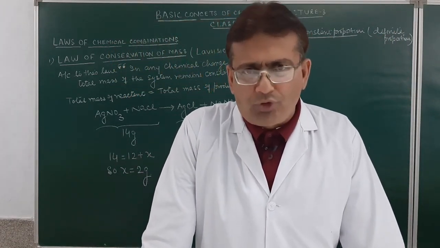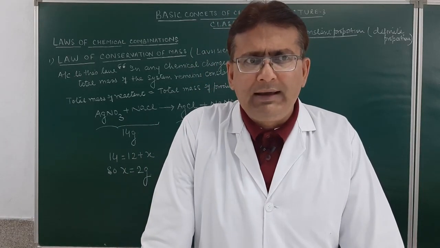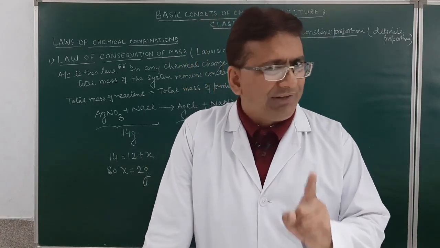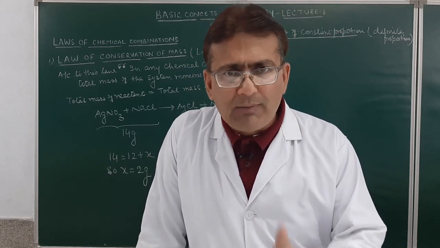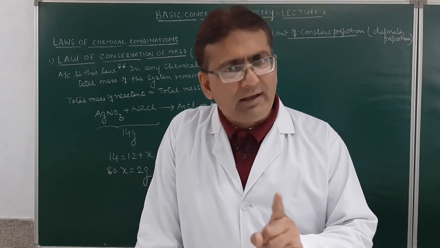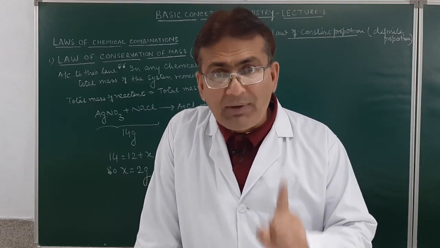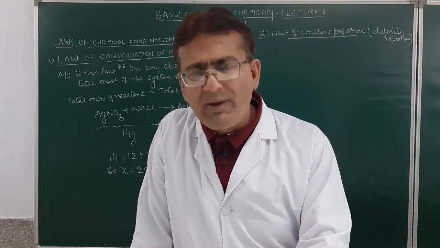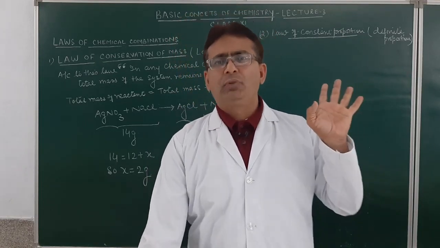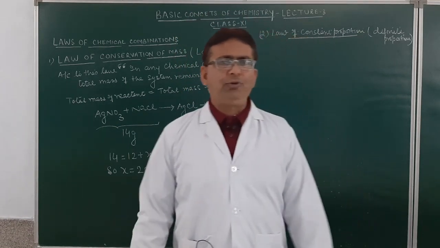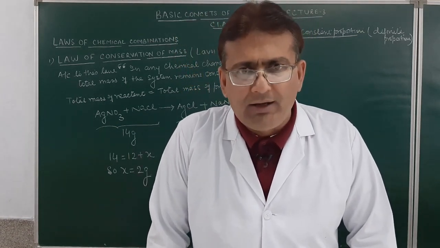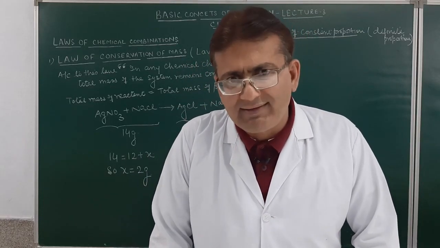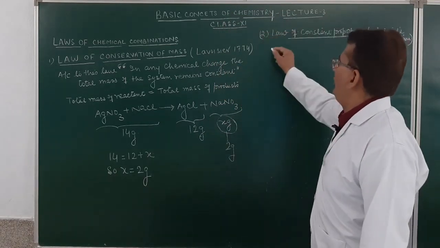Now what does this law of constant proportion or definite proportion explain? Listen to me very carefully, students. According to this law, a chemical compound always contains the same elements in the same proportion by mass, no matter from which source it has been obtained. I mean to say, irrespective of the source from which the compound is obtained, it will always contain the same elements in the same proportion by mass. Am I clear?